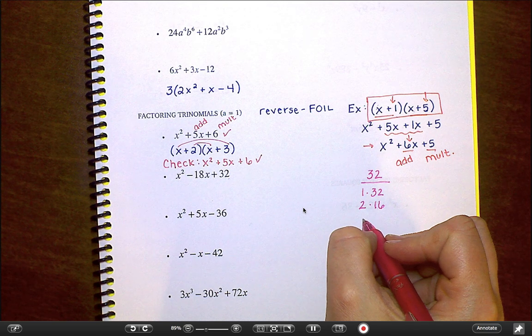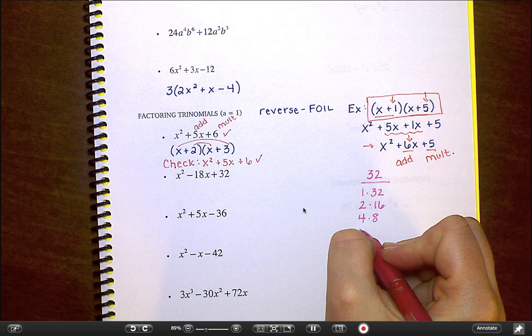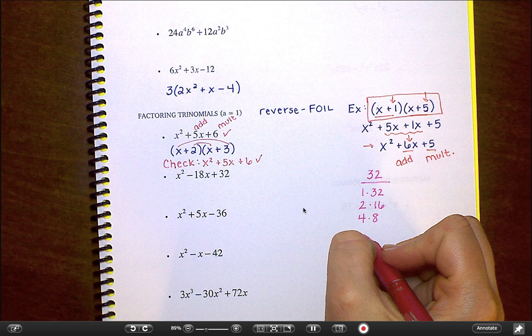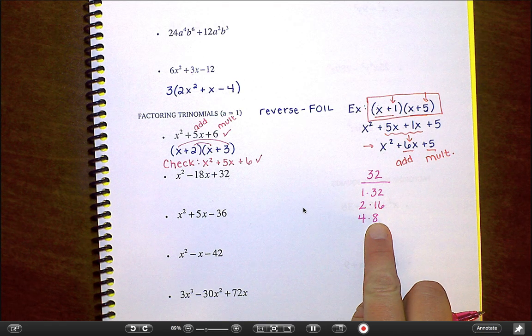3 does not go into 32, but 4 does. 4 and 8. 5 doesn't work. 6 doesn't work. And if you weren't sure about any of those, you could check them on a calculator. 7 doesn't work. And then my next one is 8, which is already on the list.